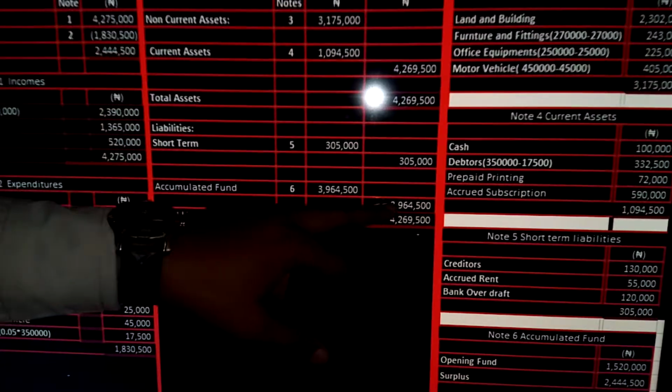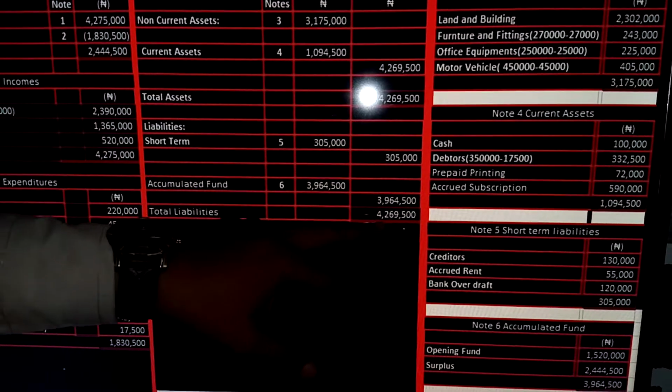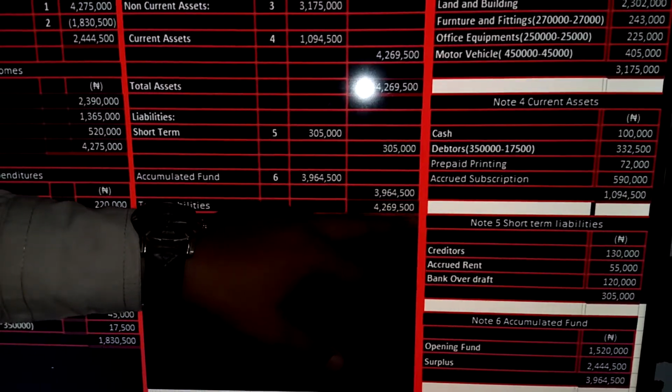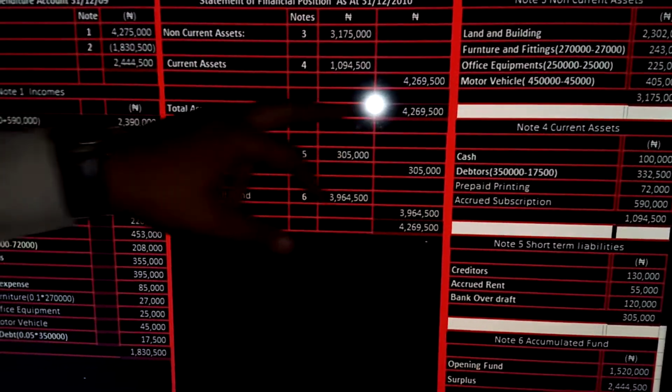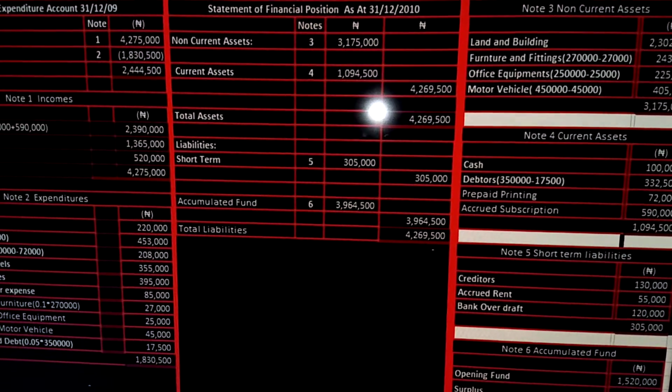So when you add 3,964,500 to 305,000, you have 4,269,500, which is your total liabilities, which is equal to your total assets. Basically, in this class, we've been able to illustrate how to prepare income and expenditure accounts and the balance sheet, taking into consideration adjustments on the subscription, adjustment on the expenditures, adjustment on depreciation, and adjustment on provisions.